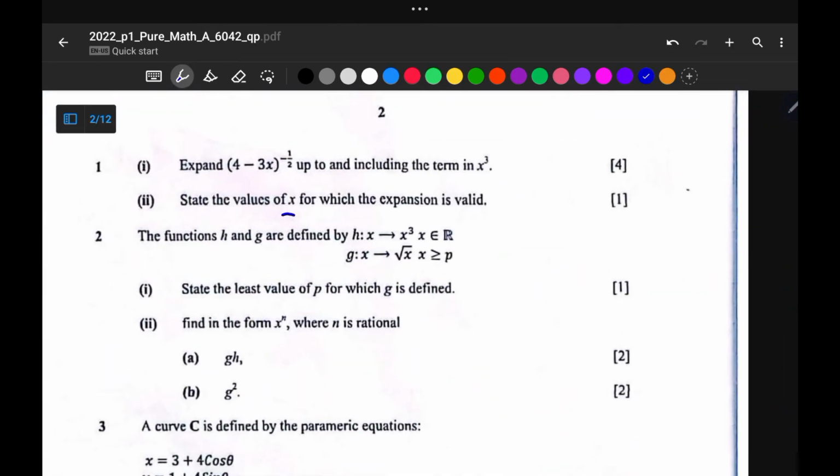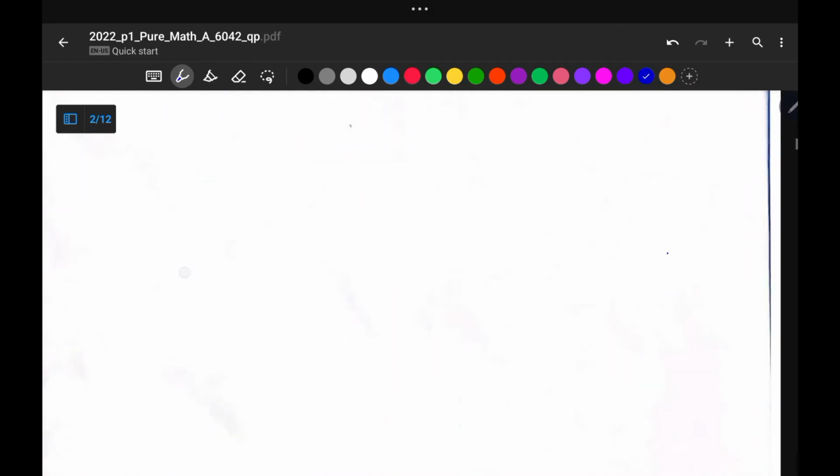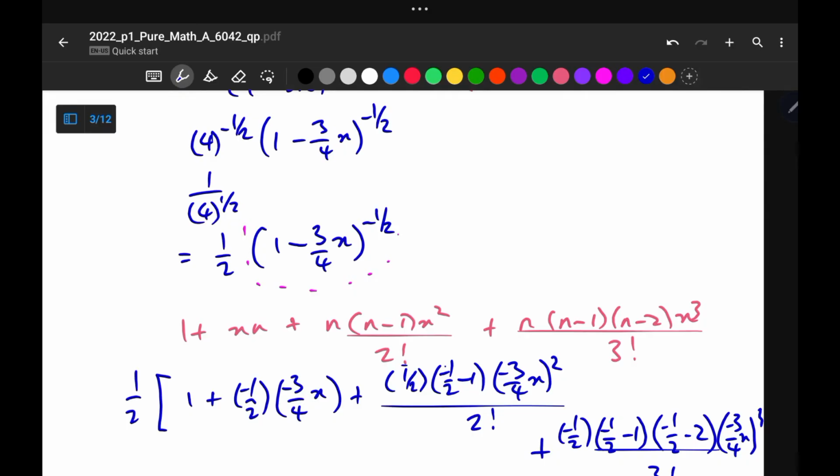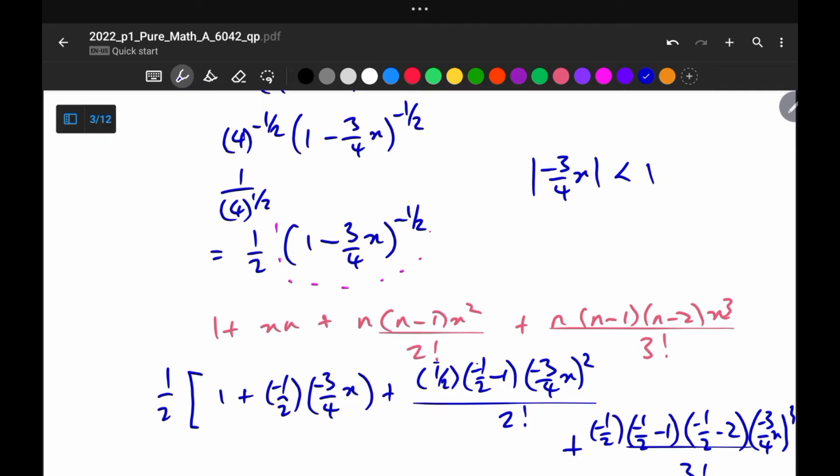So we are required to state the values of x for which the expansion is valid. What we have just expanded is 1 minus 3 over 4x. For our expansion to be valid, we are saying the modulus of minus 3 over 4x is less than 1. Okay, we are only considering positive values. So it is now 3 over 4 multiplied by the modulus of x less than 1.